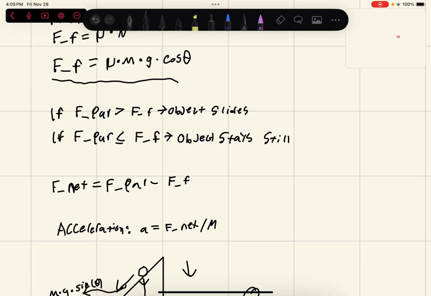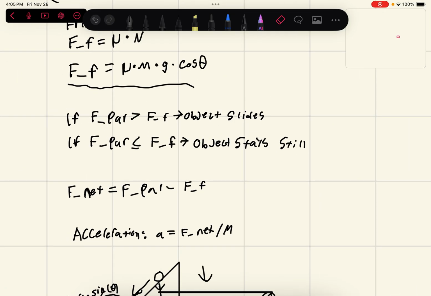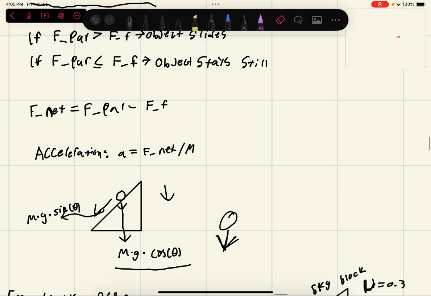And so if it slides, the net force is equal to F parallel minus F underscore little f. Actually, what did I write here? I think that's supposed to be an A and an R. The acceleration is A, and it's equal to the net force divided by the mass.